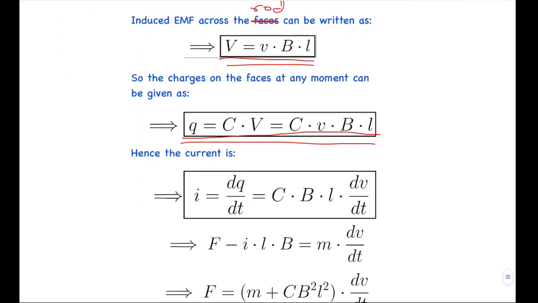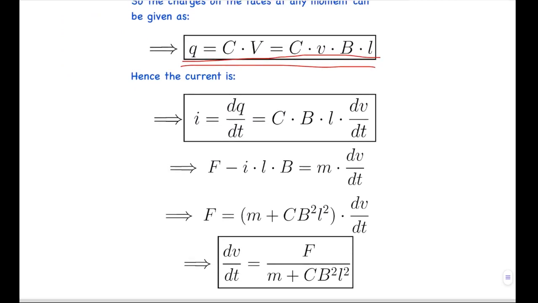Again writing the equation of motion just as we did in earlier parts, we get F minus ILB equals m dv by dt, and again we get the same expression for the acceleration, which is F by m plus CB squared L squared.